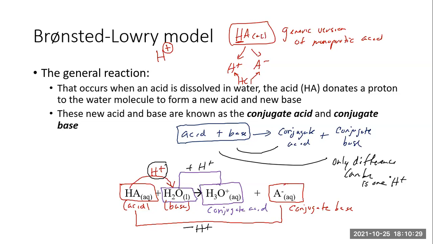So that's a really important thing to remember if you're trying to determine if something is an acid and conjugate base pair, related to each other. That has to be the only difference that you see, just 1 H plus. Any questions on that there?